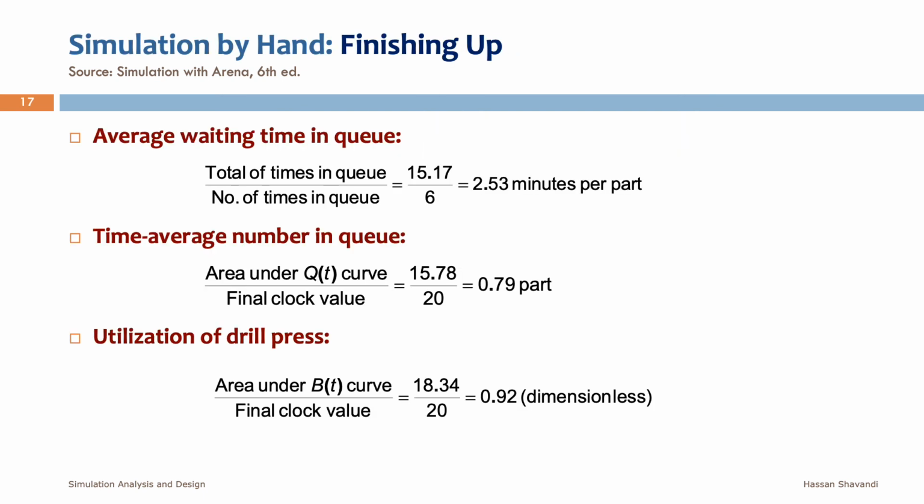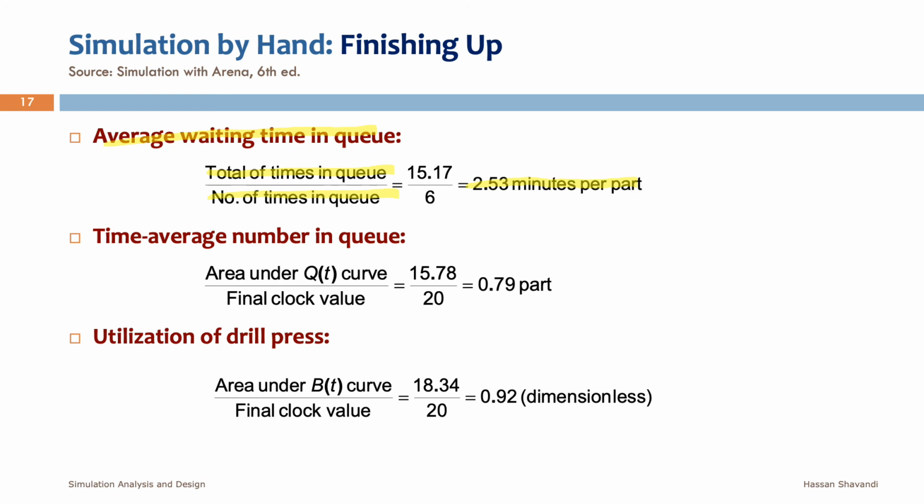After ending the simulation, we can summarize the results. For example, we can calculate the average waiting time in queue, which is the total time in queue divided by the number of times in queue. As you see here, it's 2.53 minutes per part. So we have 2.53 as the average waiting time per part.